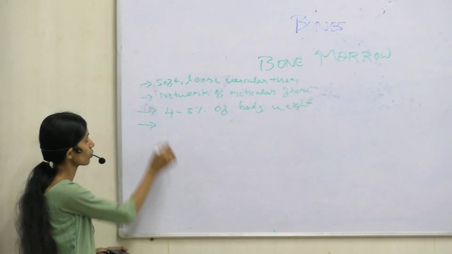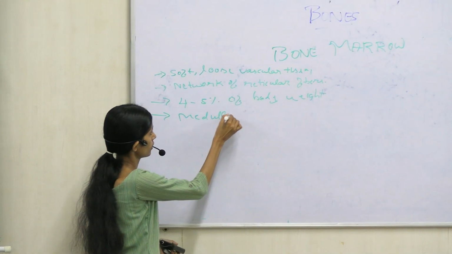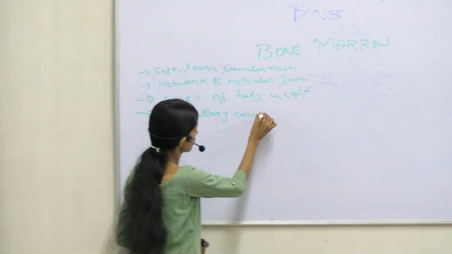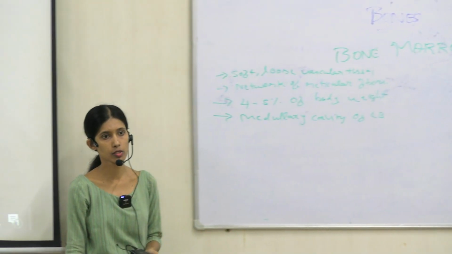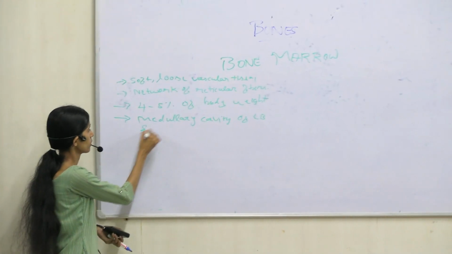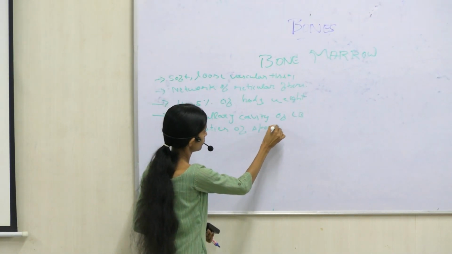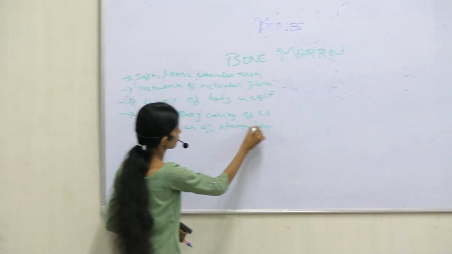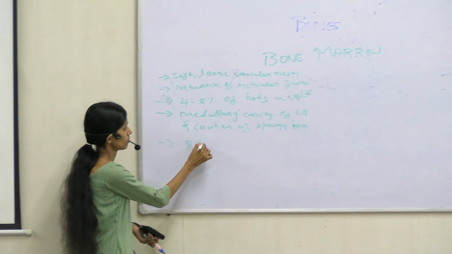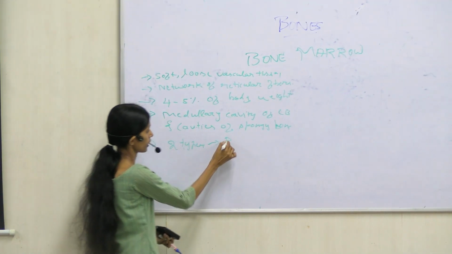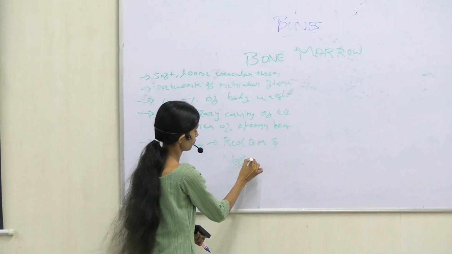Okay, bone marrow can be majorly seen in the medullary cavity of long bones, and also in the cavities of your spongy bones. We have 2 types, that is red bone marrow and yellow bone marrow.